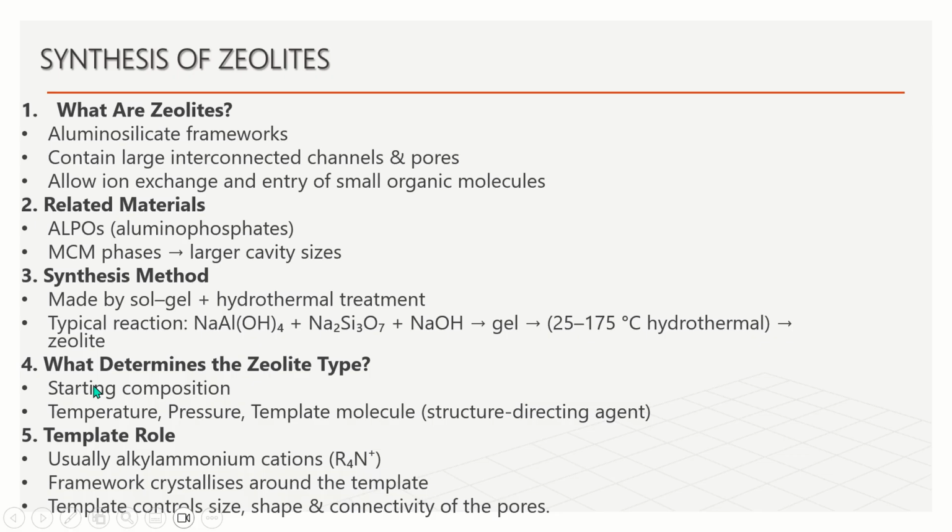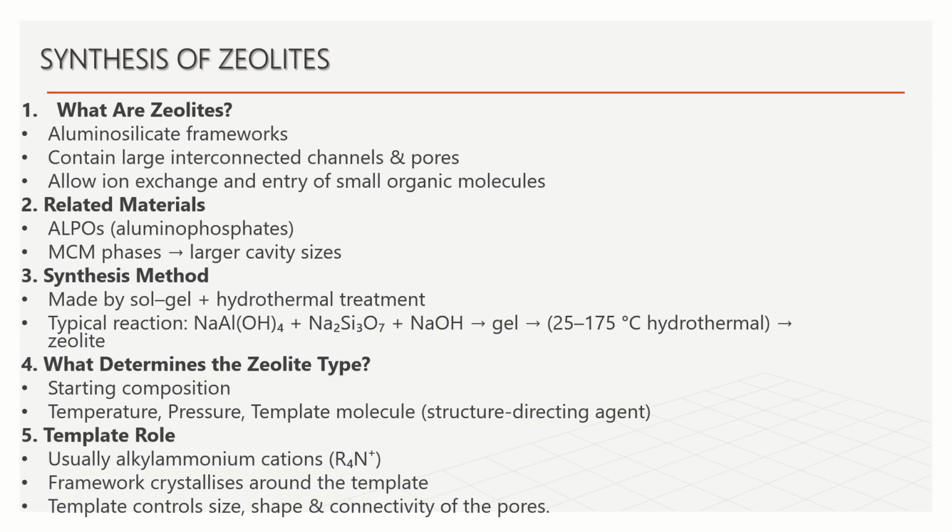So, the type of zeolite formed depends on the composition ratio of aluminium and silicon, the pH, the temperature and pressure, and most importantly, the template molecule used. The templates are usually alkyl ammonium ions, which are shown here. These large organic ions sit inside the pores during the growth and shape the cavity. Basically, the zeolite grows around the template like jelly setting around a mold.